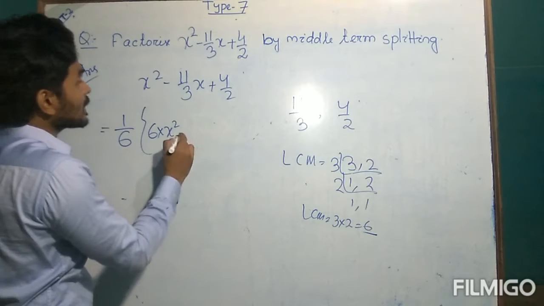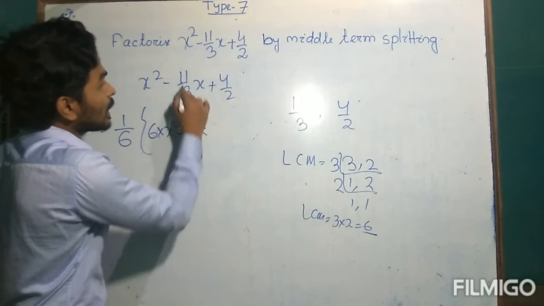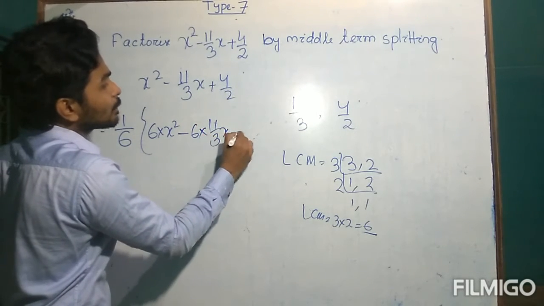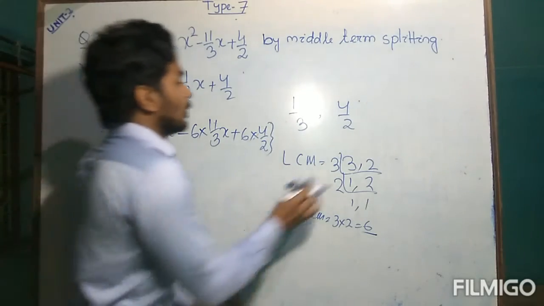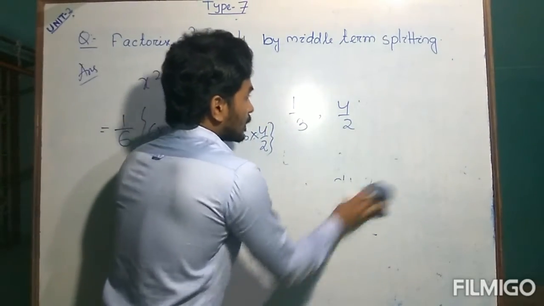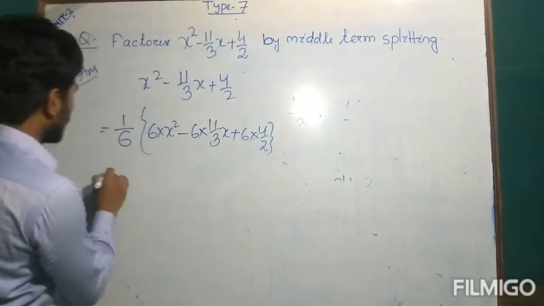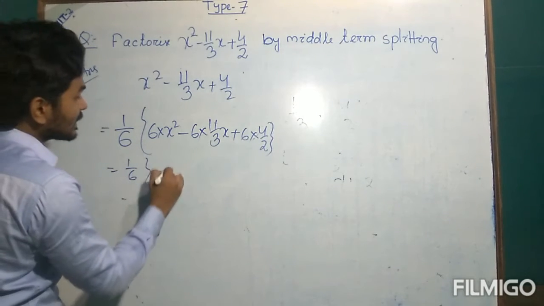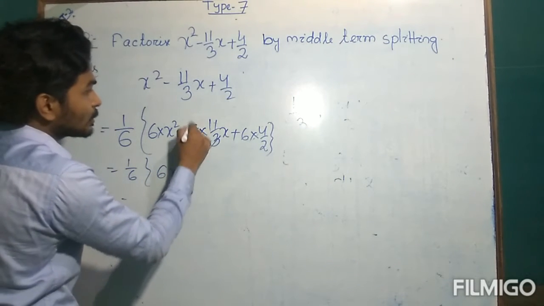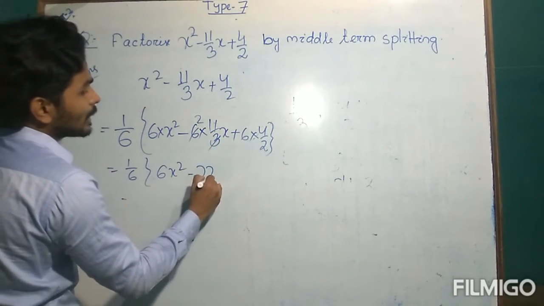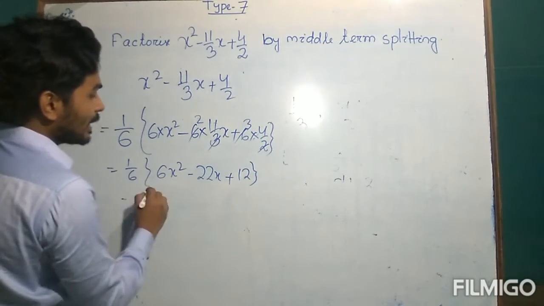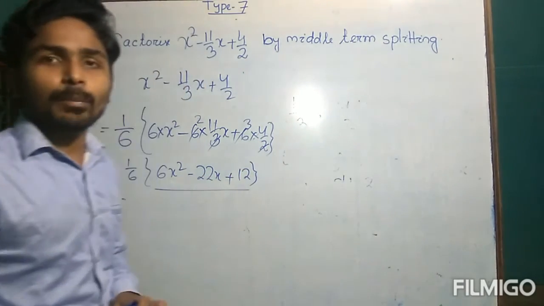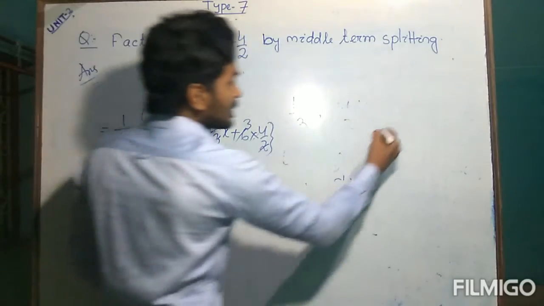So 6 is multiplied with x square, minus 6 is multiplied with 11 by 3 x, plus 6 is multiplied with this 4 by 2 now. Okay. Then 1 by 6 into 6x square, 3 2s are 6, 11 2s are 22x, plus 2 is multiplied with 3, 4 3s are 12, and here we get a simple quadratic polynomial where the middle term is minus 22.